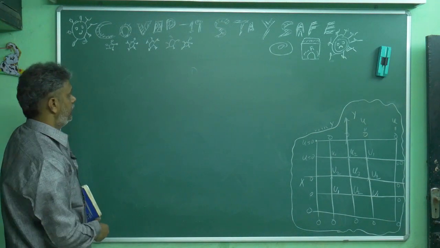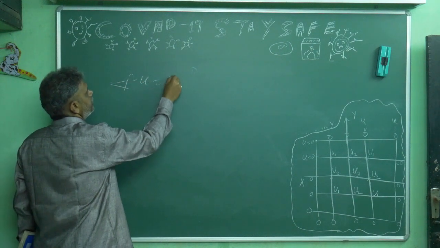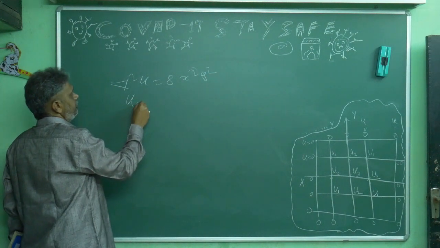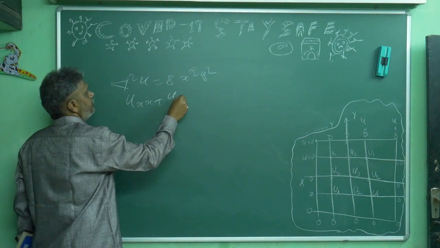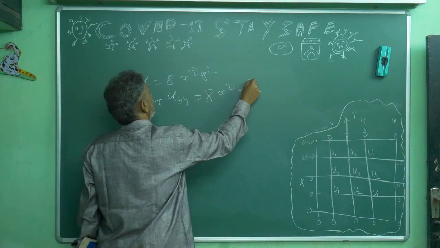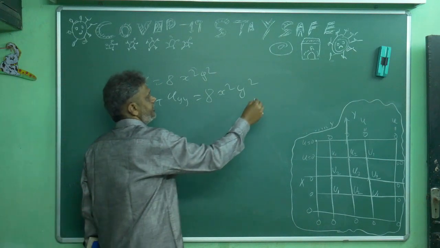Here h is equal to 1, so del square u is equal to 8x square y square. This del square u means you are familiar: u xx plus u yy is equal to 8x square y square. This formula you know, h square is equal to 1 here, h is equal to 1.